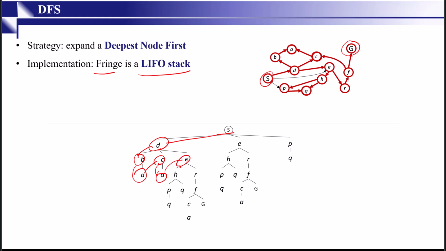Then we go to E, H, P, Q. From H we can go to Q, and from P we can go to Q, right? Then from here we can go to R, then from F. Every time we check whether we are at G or not, and because not, we go to C, we go to A, then here, and we finish it, right? This is how DFS works.